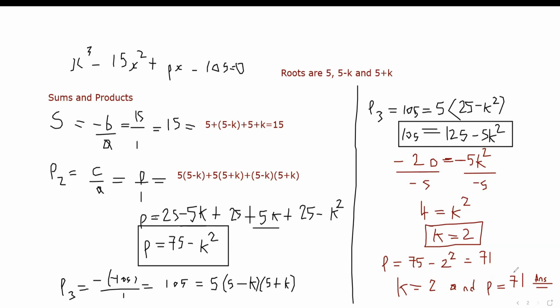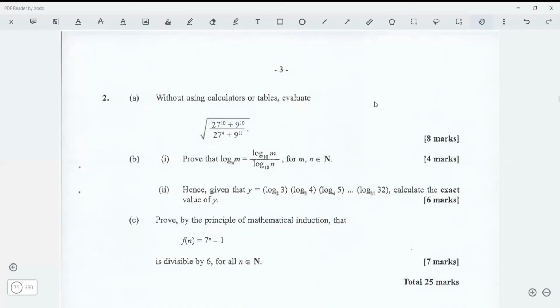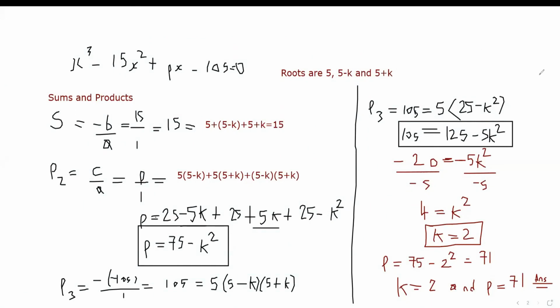Let's continue now. It says without using our calculator, we need to evaluate the square root of this expression. It looks like it's going to be a little bit of fun. So without a calculator, they're saying we should be able to do this easily.